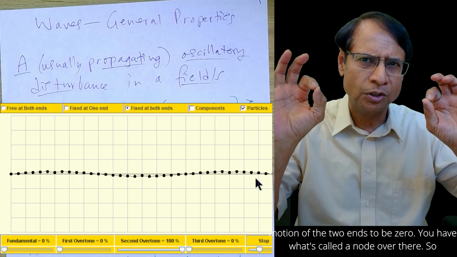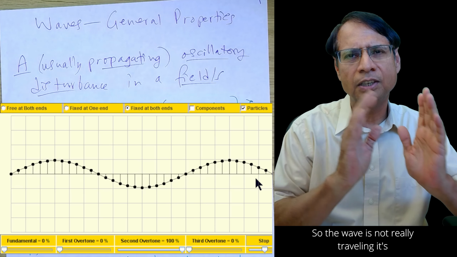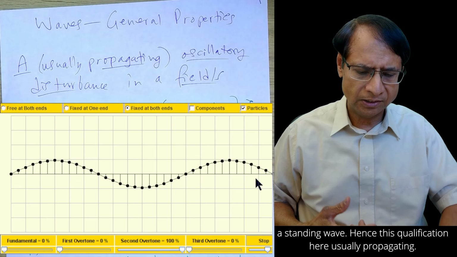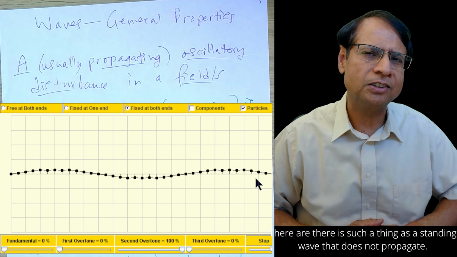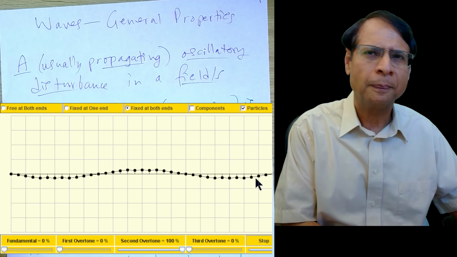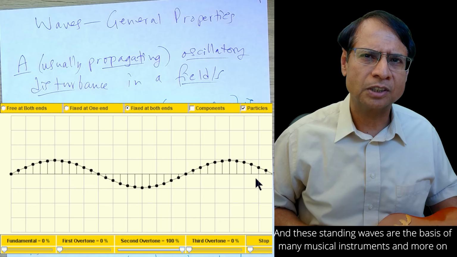You have what's called a node over there. So only the central portion goes up and down. So the wave is not really traveling, it's a standing wave. Hence this qualification here, usually propagating. There is such a thing as a standing wave that does not propagate. And these standing waves are the basis of many musical instruments, and more on that later.